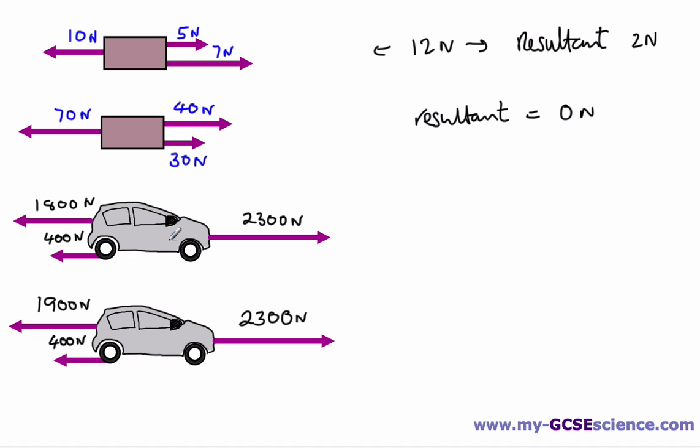Here is an object or a car that's already moving. We've got 2,300 newtons towards the right, and we've got the friction on the tyres, which is 400 newtons, and we've got air resistance, which is 1,800 newtons. So in total that makes 2,200. So the resultant force for this car will be 100 newtons towards the right, and it would be accelerating. And for this car, you can see 2,300 on this side, 2,300 on this side, and if we add the two forces on that side, that's 2,300. That would be going at a steady speed.